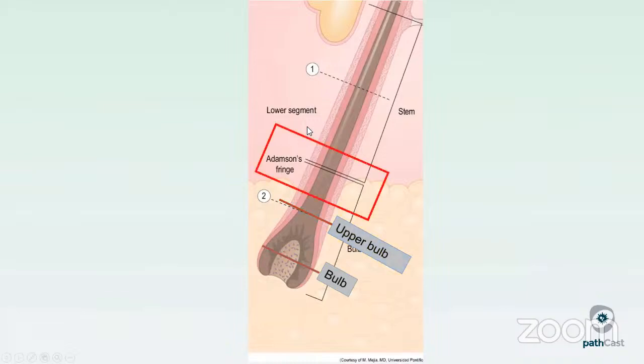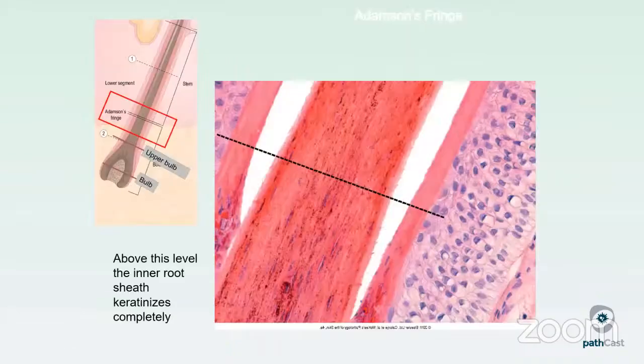All right, so we covered the upper bulb. Quickly, let's touch on the Adamson's fringe. So the Adamson's fringe is the transition from the bulb to the stem. There's loss of trichohyalin granules and nuclei in the inner root sheath and the hair shaft at the junction of the stem above it and the bulb below it. Above the level of the Adamson's fringe, the inner root sheath keratinizes completely.